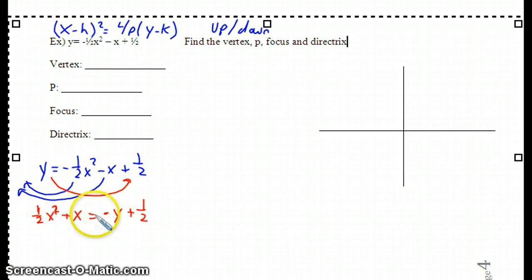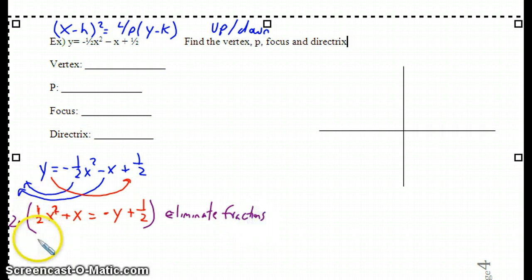The second thing is I got some fractions here, so I'm just going to choose to eliminate the fractions. So I'm going to multiply everything by 2 to eliminate the fractions. So with that being said, it's going to become x squared plus 2x equals negative 2y plus 1. So this is now really the form where I can actually work with this and complete the square.